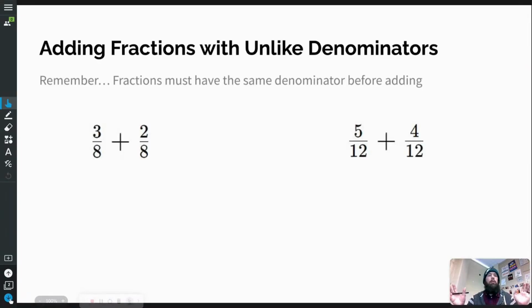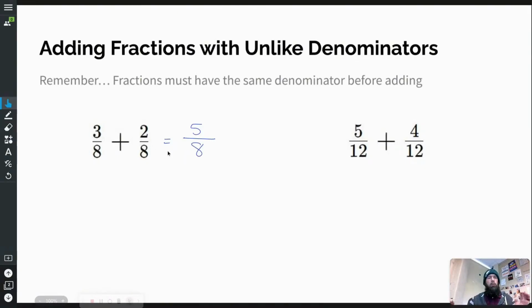So, how do we add fractions with unlike denominators? Well, let's remind ourselves how to add fractions with the same denominator. When they're the same denominator, it's very simple. You add the numerators up, but keep the denominator the exact same.